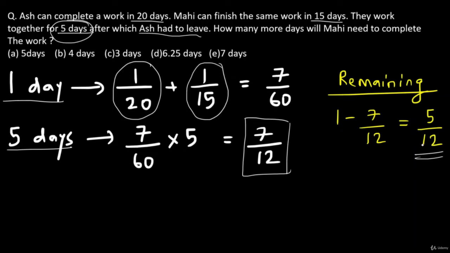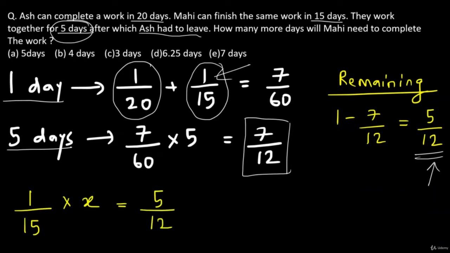Now in one day, Mahi can finish 1 by 15 of the work, right? So in X days, Mahi has to finish 5 by 12 of the work. That means 1 by 15 into X is equal to 5 by 12. And you can calculate X, right? X is equal to 5 by 12 into 15.